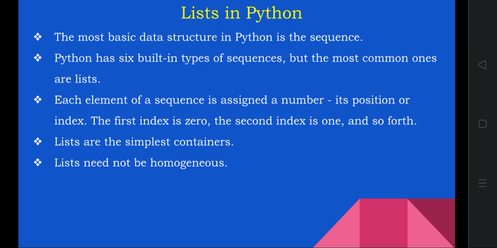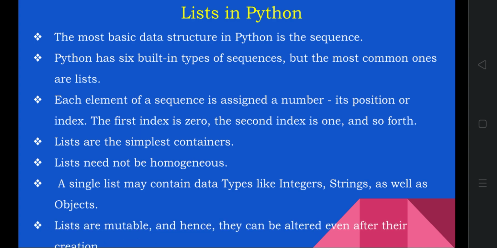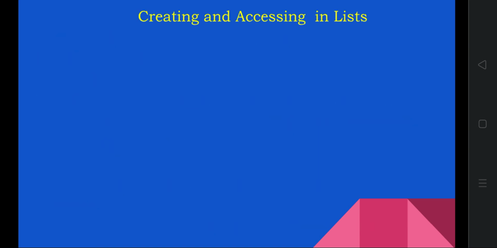So that is why it is said that it need not be homogeneous. And the first index is 0 and the second index is 1 and so on. A single list may contain data types like integer, string as well as objects. So objects also can be placed inside a list, and lists are mutable. That means it can be altered even after creation. Once you create a list with a minimum of data, or even an empty list, after that we can keep on adding data or modifying the data. So we can either add new data or remove existing data, or change or modify the existing data. That is called mutable. Lists being mutable means we can make any changes to the list.